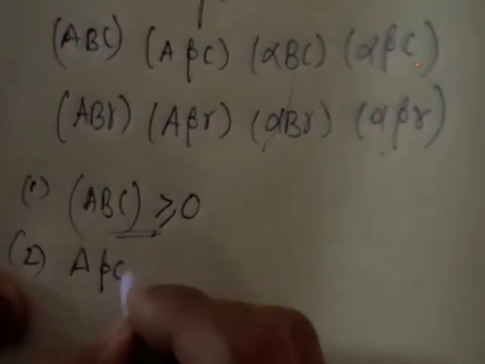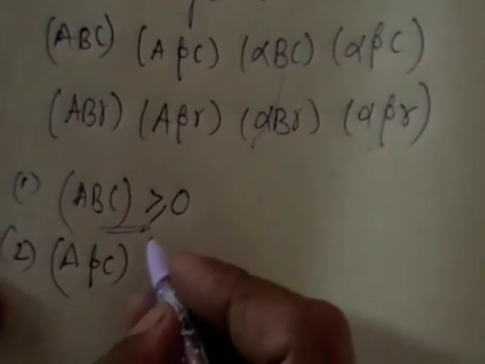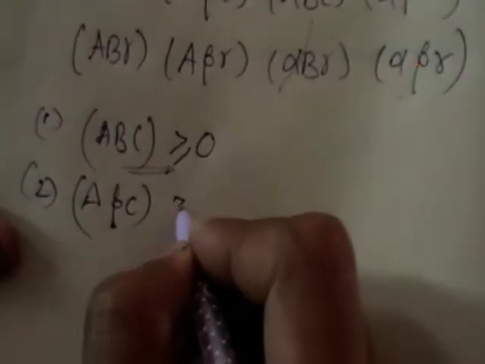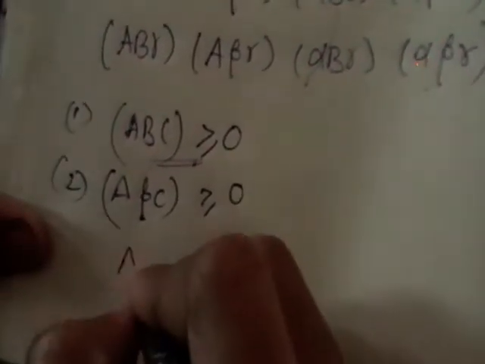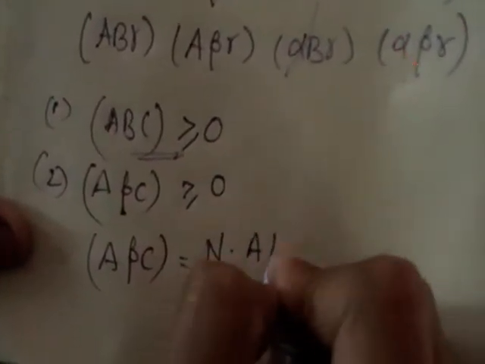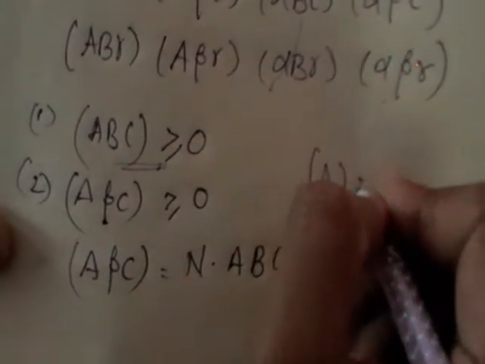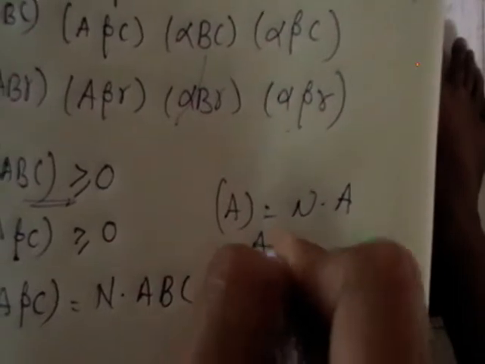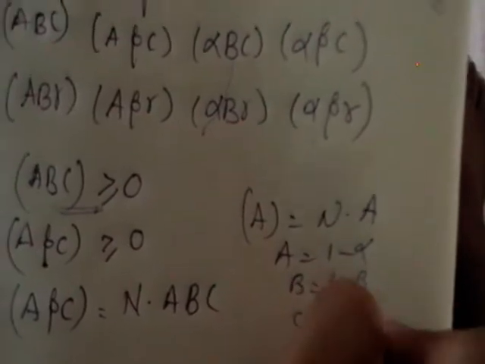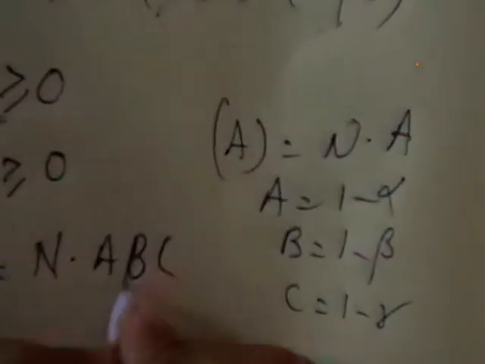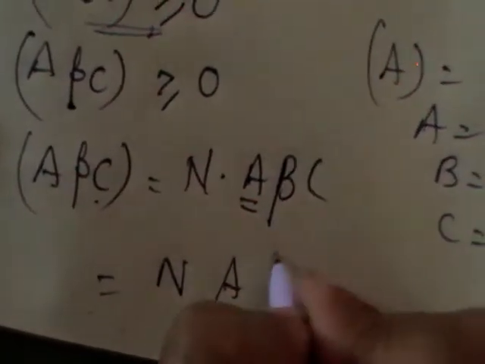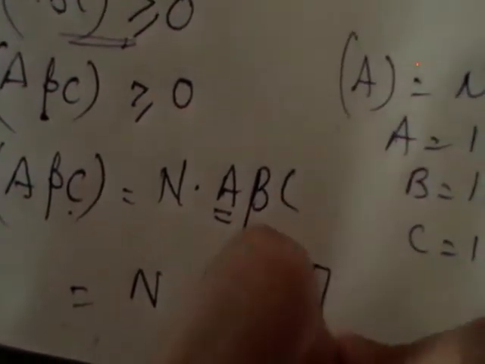So if you go to A beta C, is it a positive or negative class? It is a negative class as one of the alphabets is a Greek alphabet. So you can derive a condition from this. How to derive a condition from this? (A beta C) can be written as N into A beta C. As (A) can be written as N into A, and A is equal to 1 minus alpha, B is equal to 1 minus beta, C is equal to 1 minus gamma. So we can write this as N into A beta C, N into, you write this as A, and beta can be written as 1 minus B, into C.